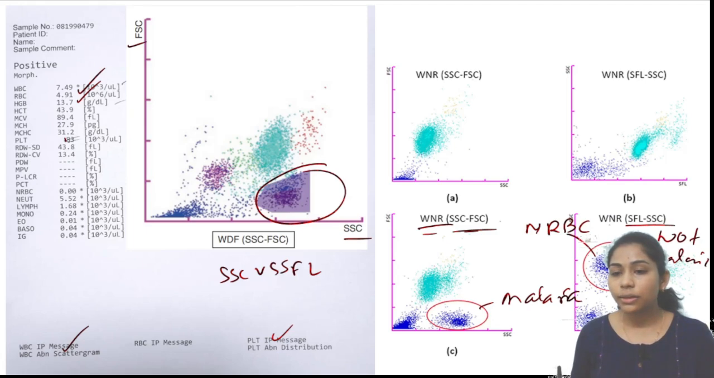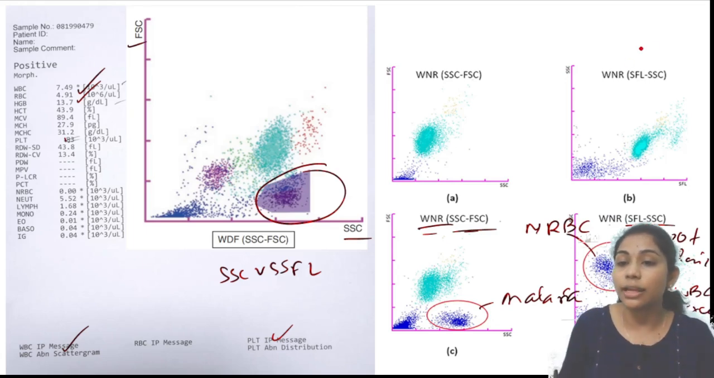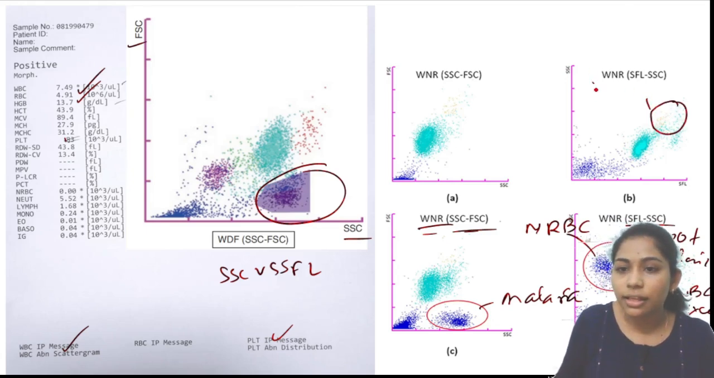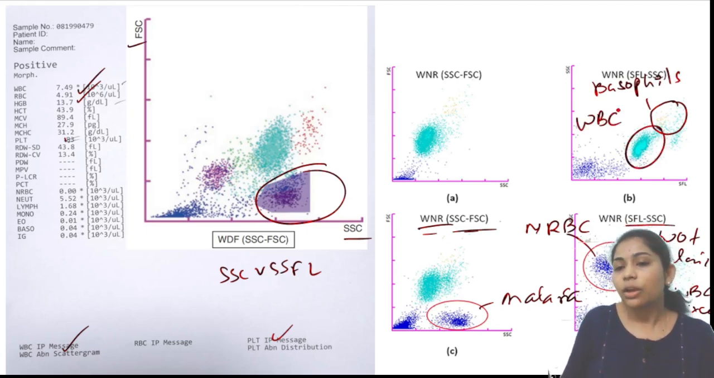And what is the cyan colored one? These are WBCs, except that is very important. Here you can see, I don't know how well you can appreciate it, a very small yellow colored population. What is this? These are basophils, and these cyan colored ones are the WBCs. Don't worry, we will discuss all these things in the subsequent slides. So I'm just telling you here.